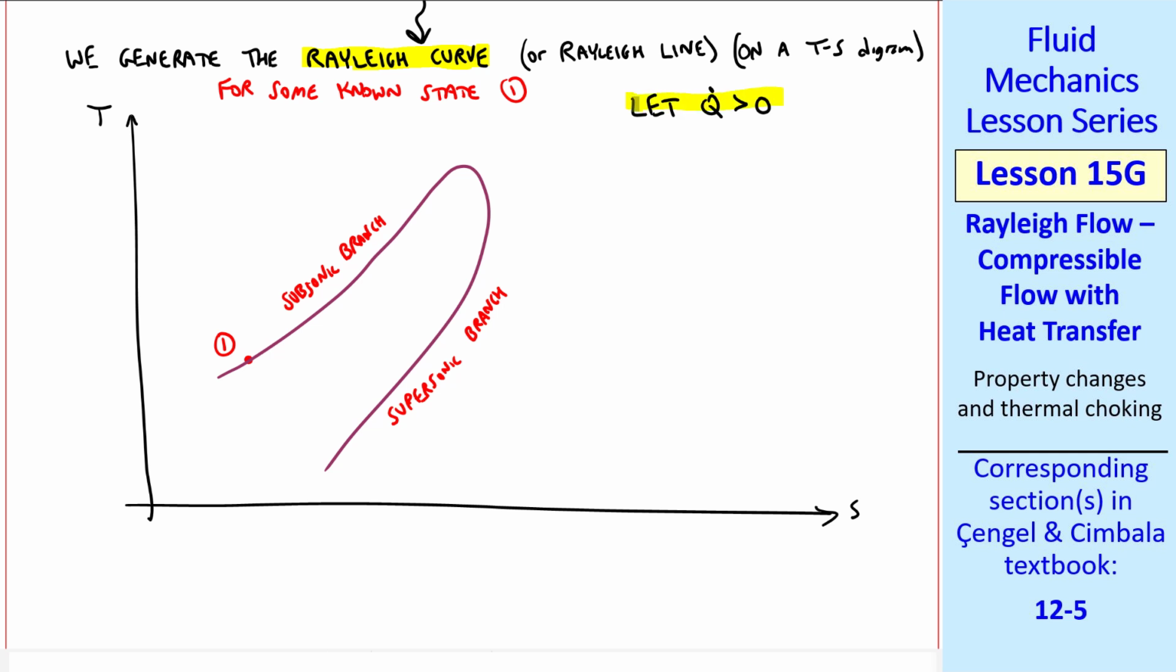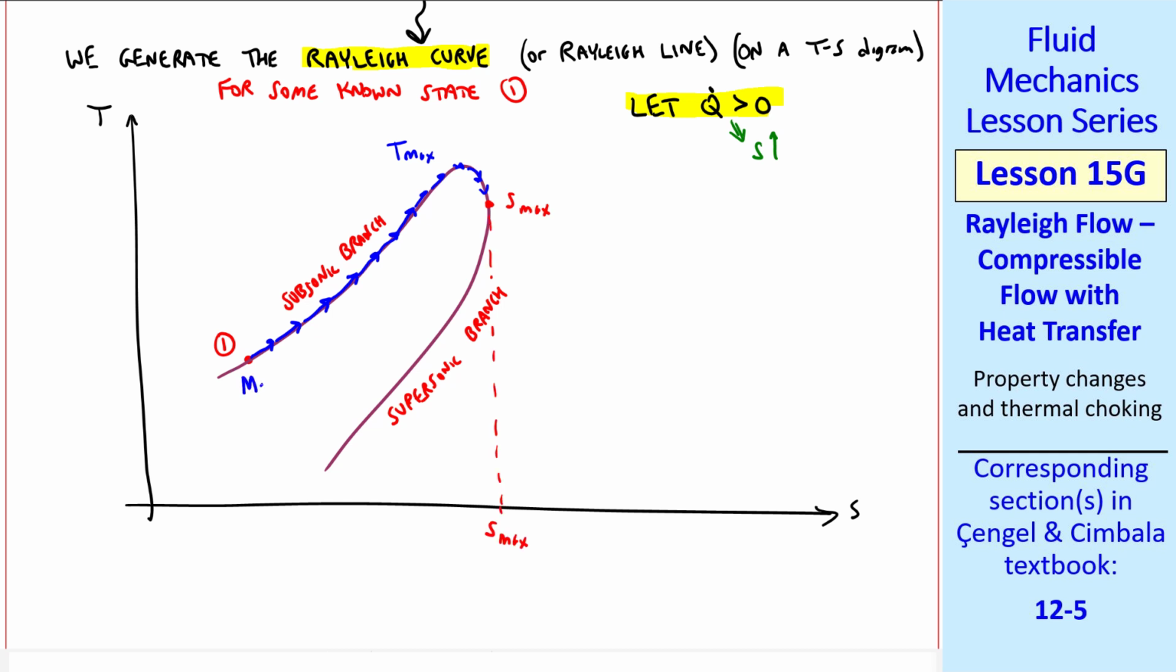Let's consider the case where Q dot is positive. Since there's no friction or other irreversibilities, this implies that specific entropy must always go up. It must increase. In other words, we can only move to the right on this diagram. As you add heat, in other words, we're moving down the pipe or the duct, adding heat along the way, we move along this Rayleigh curve. If we add more heat, we move further along until we reach some maximum temperature, and then the temperature decays slightly until we reach a point of maximum entropy.